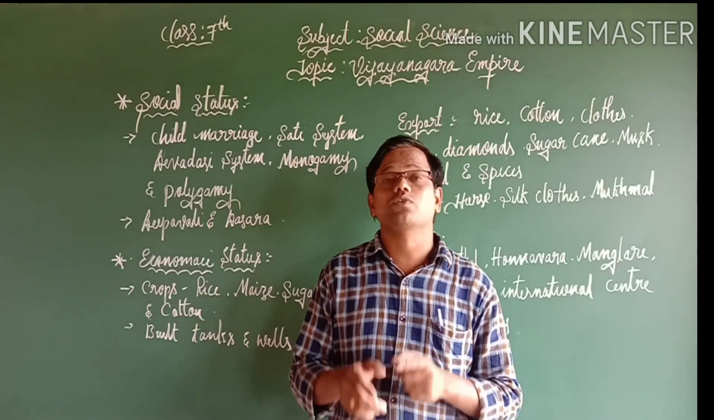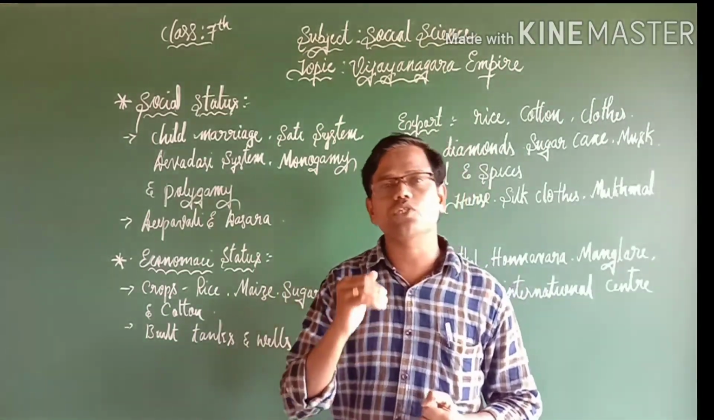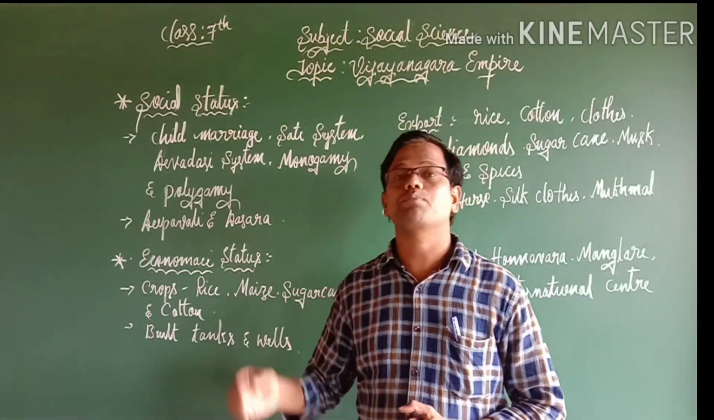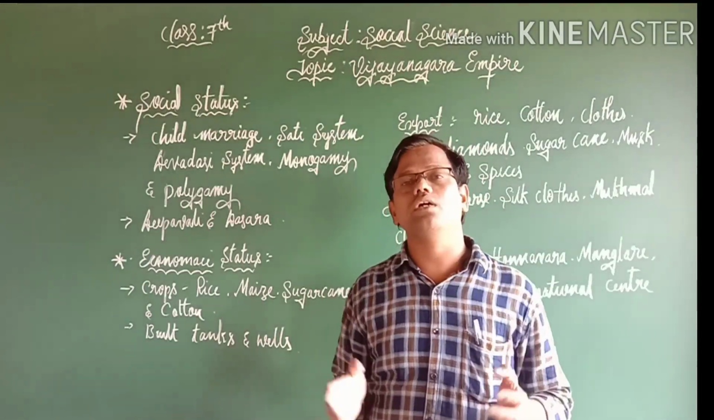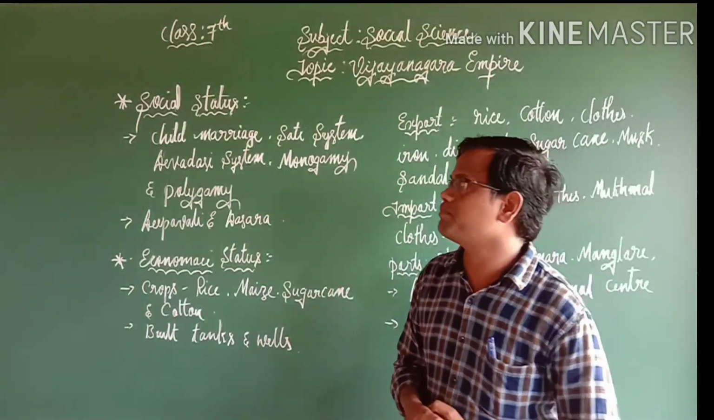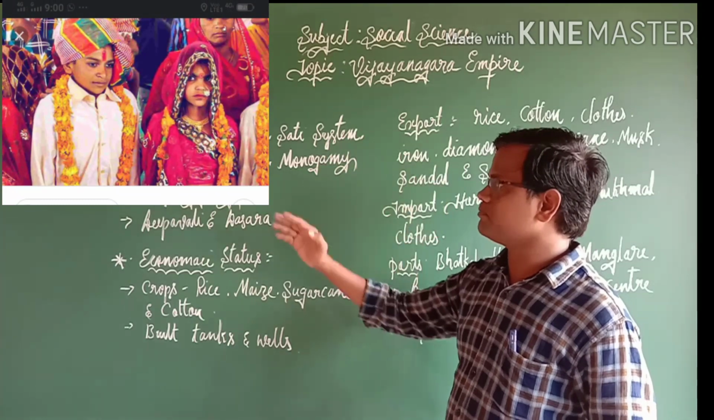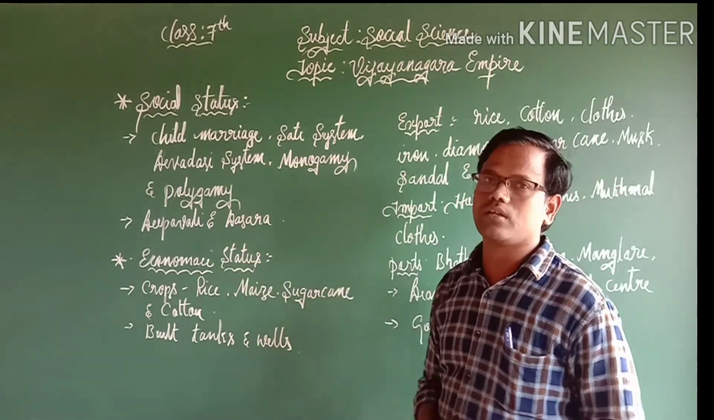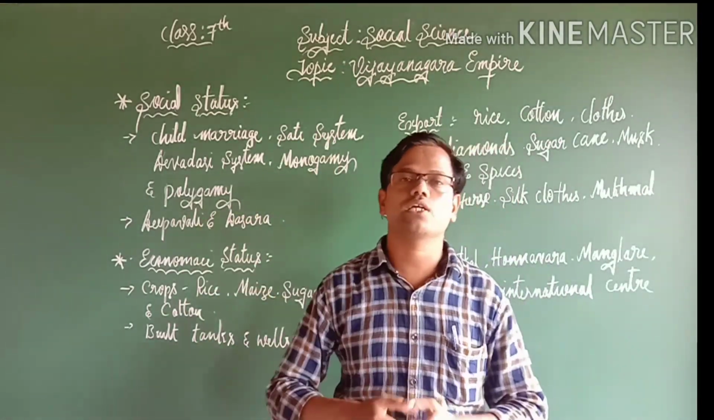Let us discuss what was the social system of the Vijayanagara Empire. During the period of the Vijayanagara Empire, there were many important social evils practiced by the people. So let us discuss what were the important social evils practiced by the Vijayanagara people. Those were, the first one, child marriage, the second one, sati system, Devadasi system, monogamy and polygamy. So these were a few important social evils practiced by the Vijayanagara people.